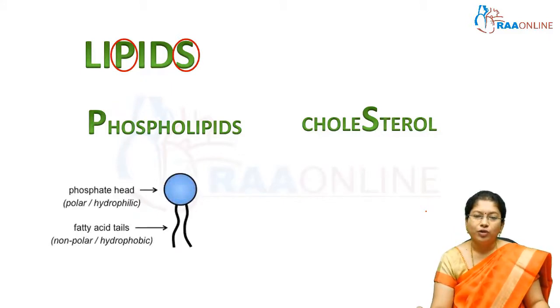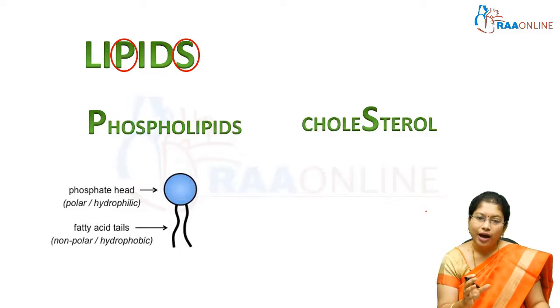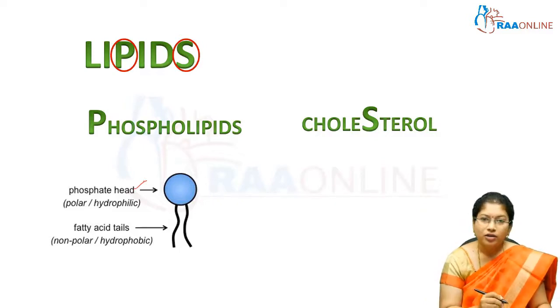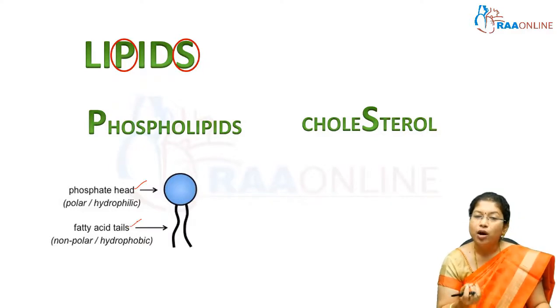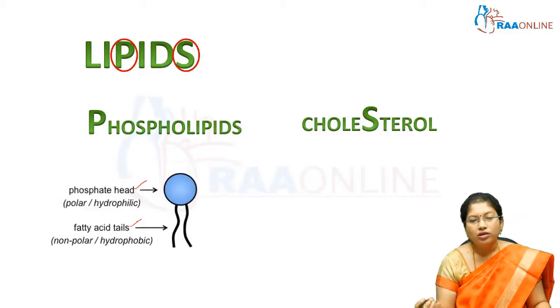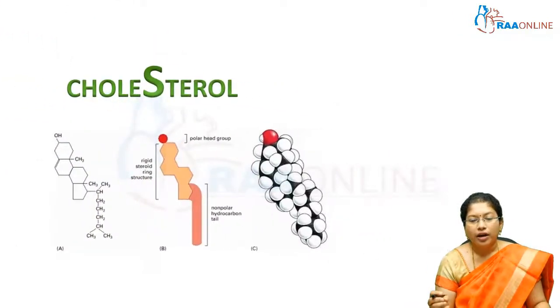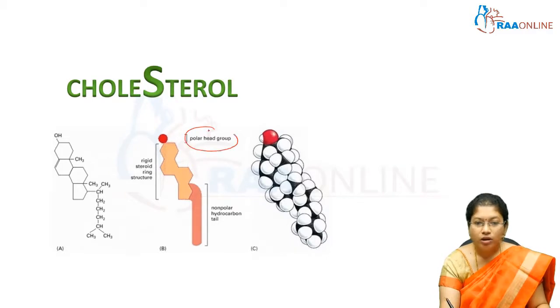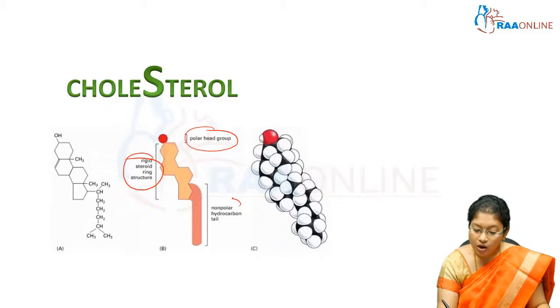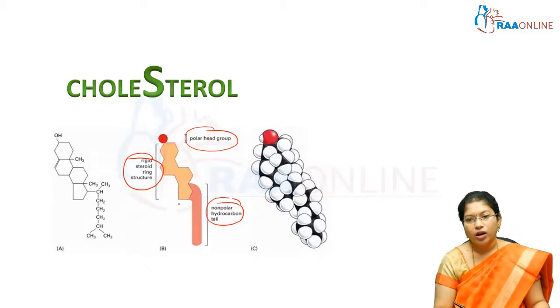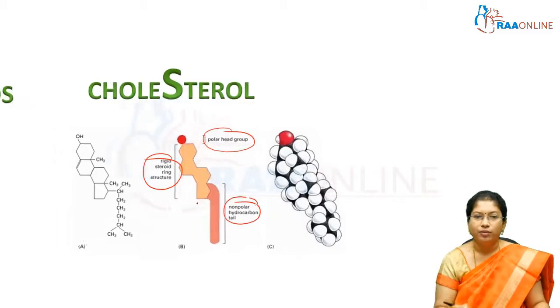The structure of phospholipid is, it contains a head and tail. The head contains the phosphate portion and the tail contains the fatty acid hydrocarbon chain. What is the structure of cholesterol then? It contains a polar head group, a rigid steroid structure, and the last one is a non-polar hydrocarbon tail. So a polar head group and a rigid steroid nucleus structure, and the tail is formed by non-polar hydrocarbon substances.